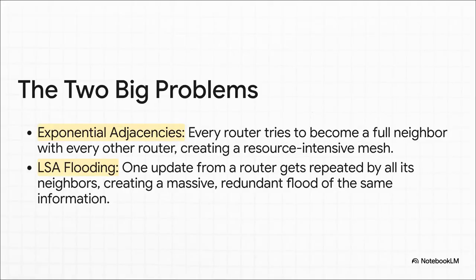This chaos really breaks down into two massive problems. First, you have what's called exponential adjacencies. All those relationships eat up your router's memory and CPU just trying to keep up. And second, you get these insane LSA floods. So if one router has an update, it screams it to all 49 of its neighbors. Then each of those 49 routers turns around and screams the exact same news to their 48 other neighbors. It's a massive, wasteful echo chamber of redundant information.